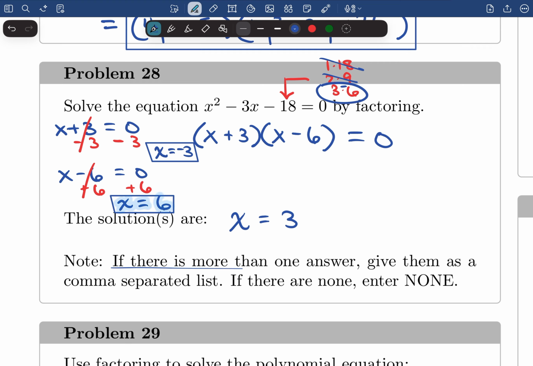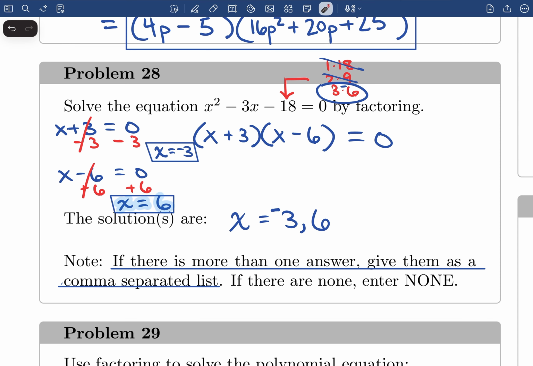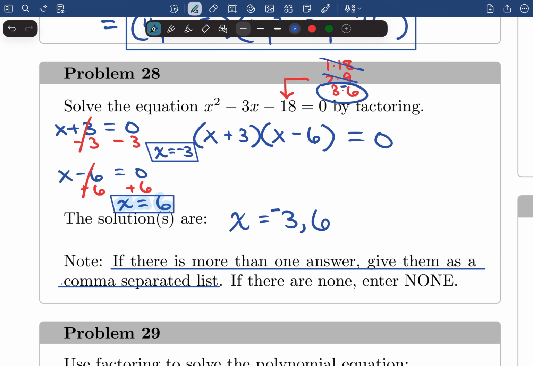It says if there is more than one answer, give them as a comma separated list, right? So it tells me the way to answer it. So negative 3 comma 6. Sorry, forgive me. All right, x equals negative 3, x equals 6. Okay, those are my two solutions. Great, and we found those by factoring.